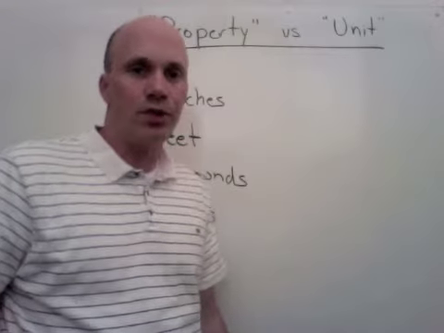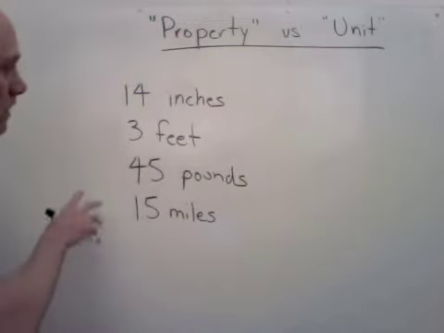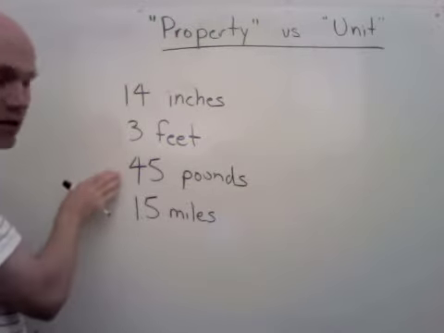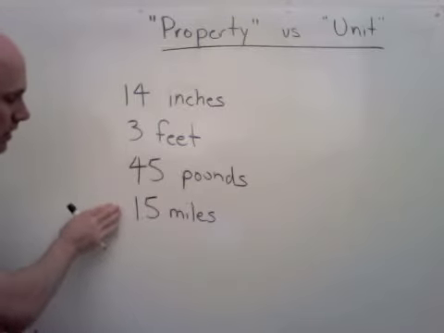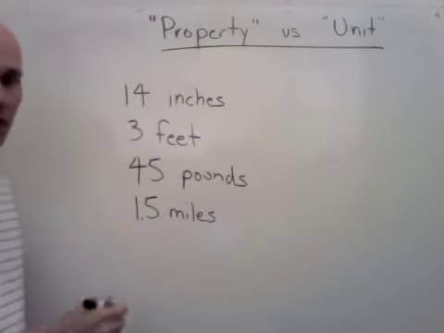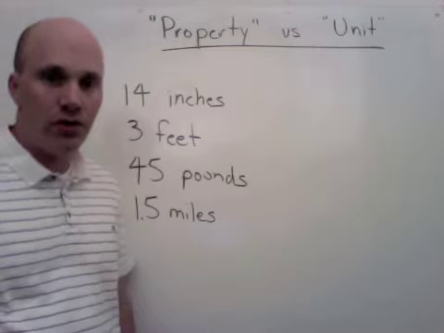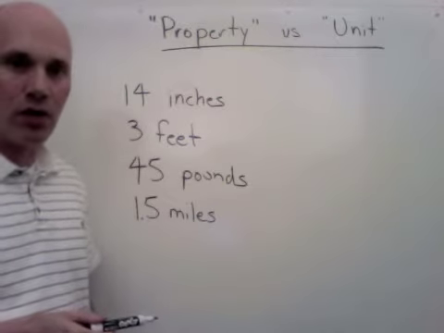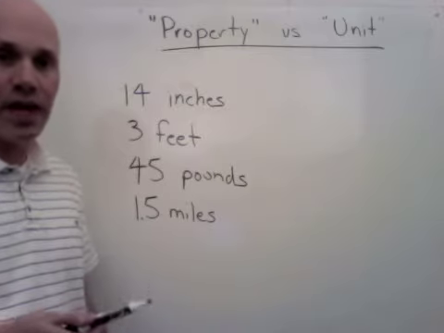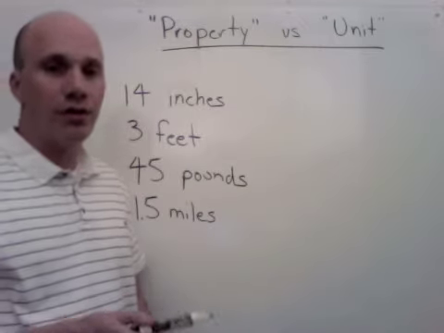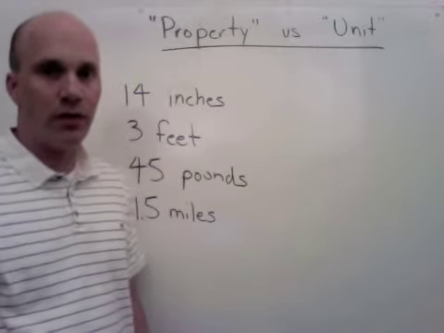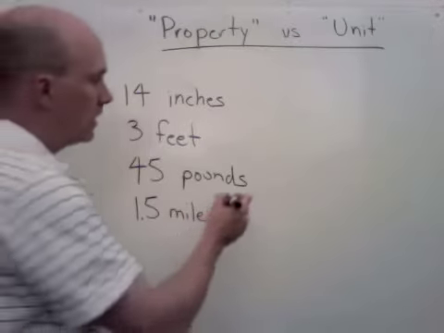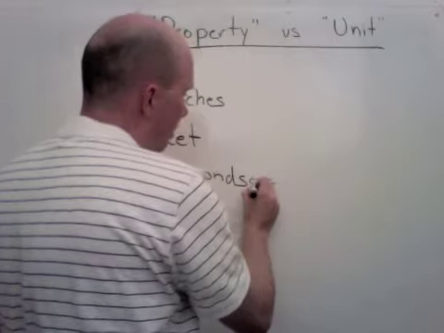So to introduce the subject, I want to go ahead and show you 4 different measurements here. All right, 14 inches, 3 feet, 45 pounds, and 1.5 miles. What I want you to do is ask yourself, which one of these measurements here doesn't belong? There's 3 of them that have something in common with each other. There's one of them that doesn't really fit in. Hopefully you can figure out that the one that doesn't fit in is this one right here.